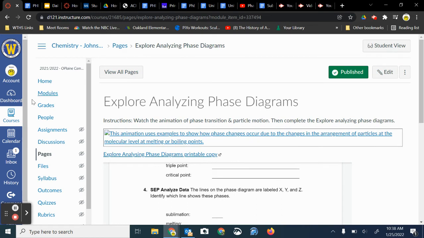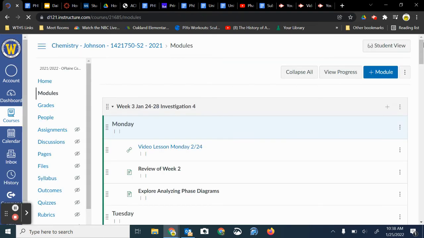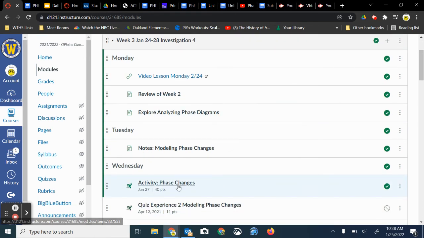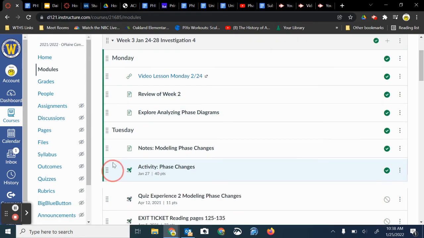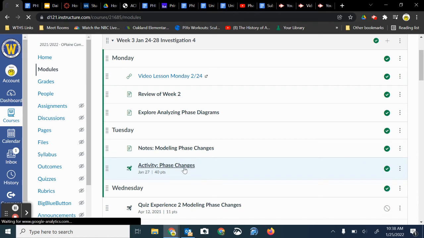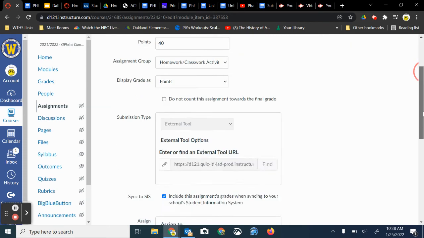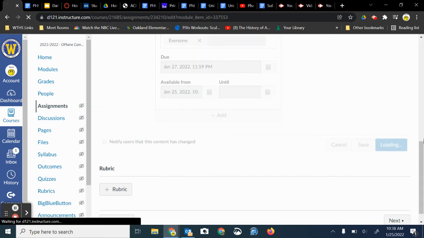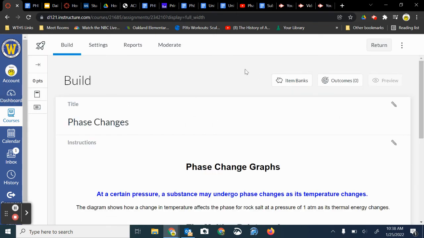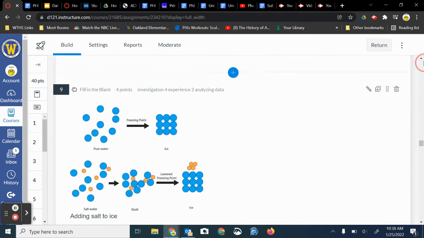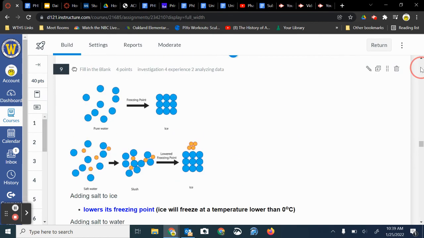All right. So then as we go back to the module, let's take a look at the assignment that you're completing on your own today. So let's move this up to the right spot. All right. So it's called Phase Changes. So this is all about experience 2. So when we take a look, it's 40 points, which is quite a few questions. I believe we have 18 questions total to answer. You have unlimited attempts to answer our questions here.